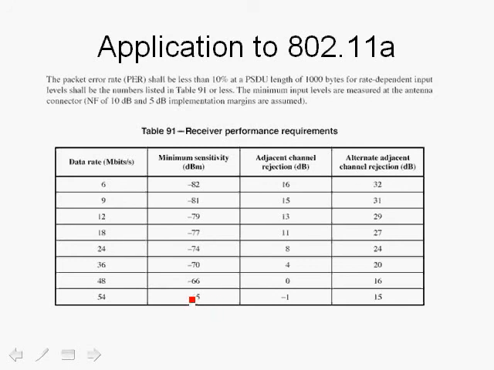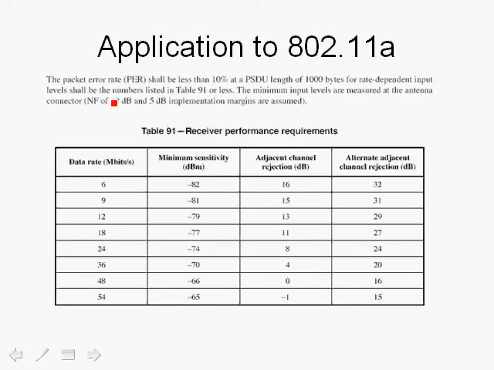So this is the minimum required sensitivity to meet the performance of 10% packet error rate with a packet size of 1,000 bytes at 54 megabits per second. Usually designs have to exceed this requirement in order to compete. Also shown is the minimum sensitivity at 6 megabits per second, which is at minus 82 dBm, and of course we expect the sensitivity to be much better when we use 6 megabits per second. But we will use this table in order to derive the signal-to-noise ratio for OFDM in 802.11a.